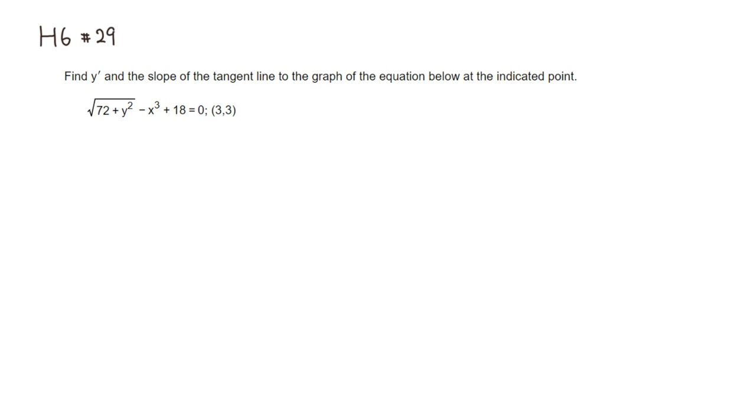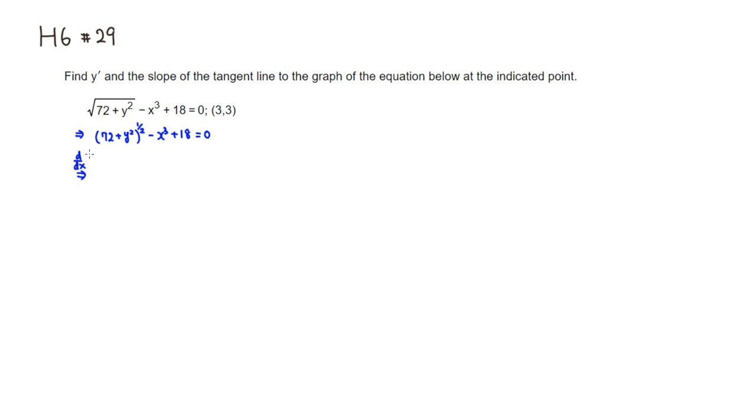First thing I would do is, I don't like square root, so I'm going to rewrite it as the quantity 72 plus y squared, raised to the 1/2 power. Everything else looks okay, so I'm going to keep those as they are. Let's take the derivative. We are taking a derivative with respect to x.